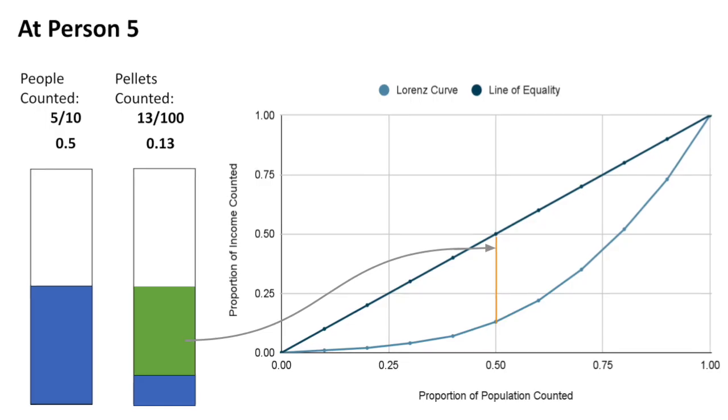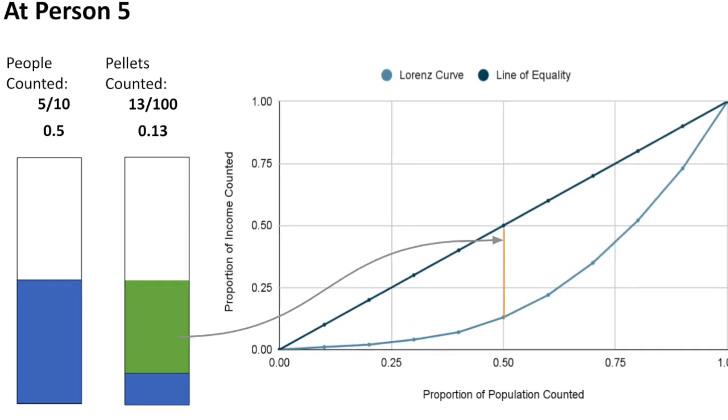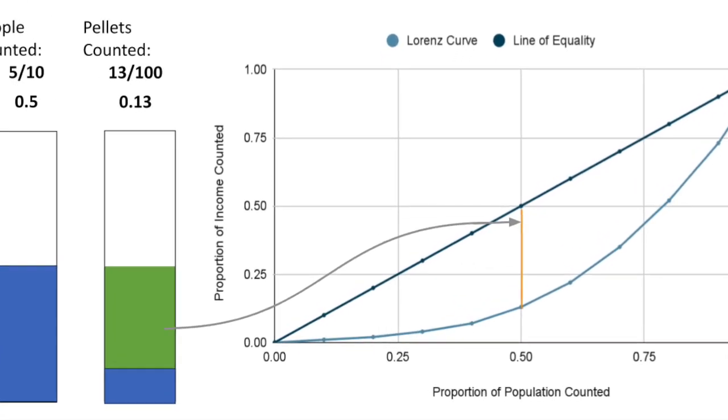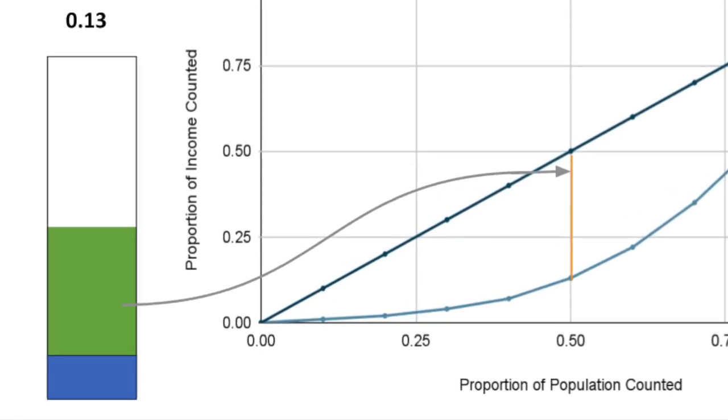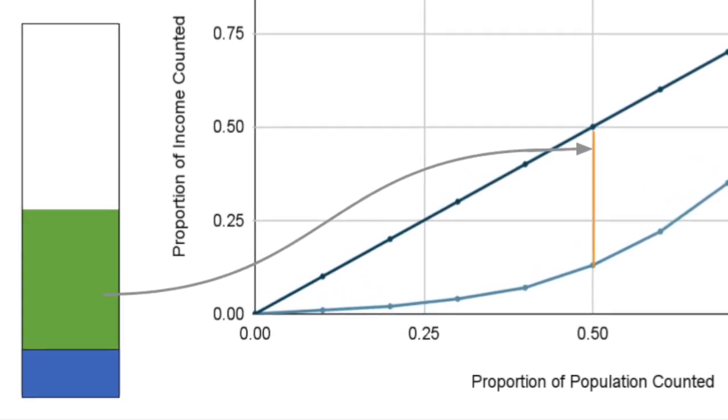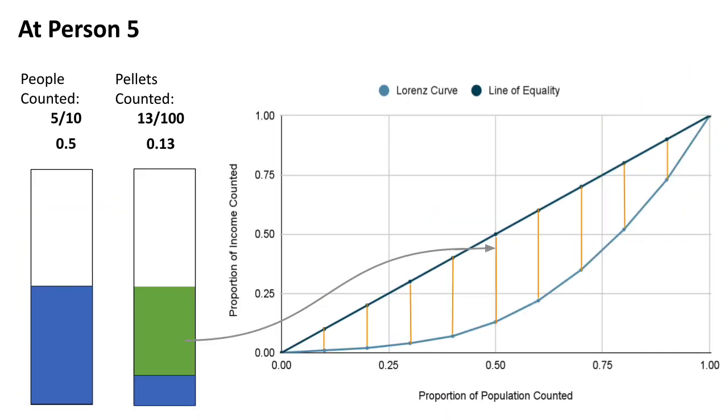But wait, why does this work? Well, at every moment you can see that the vertical element of this area shows us by how much our total counted income lagged behind that of an equal population. If you add up all those differences, that's what gets you to your inequality, the Gini coefficient.